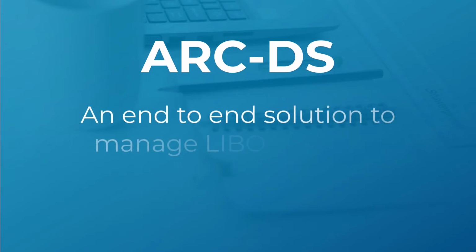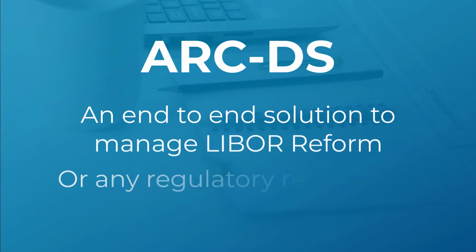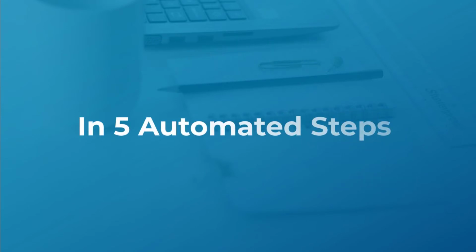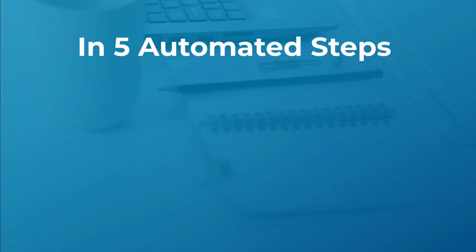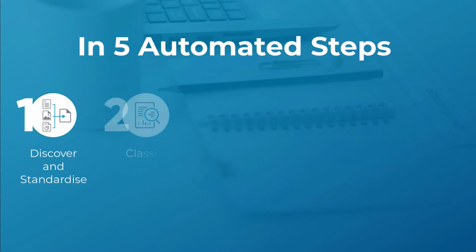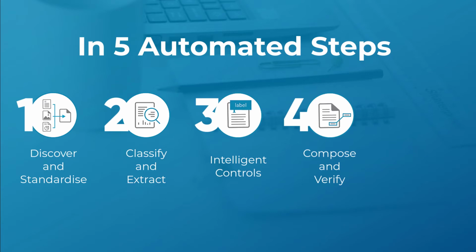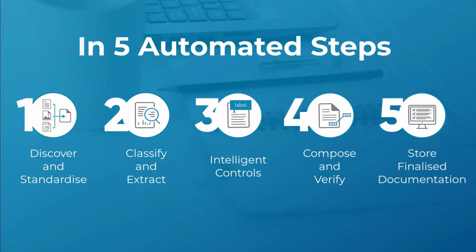You can use this end-to-end solution to manage the LIBOR reform or any upcoming regulatory repapering. It breaks the process down into 5 simple automated steps. Step 1, discover and standardize. Step 2, classify and extract. Step 3, intelligent controls. Step 4, compose and verify. Step 5, store the finalized documentation.